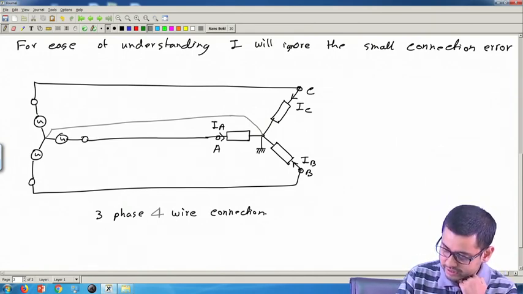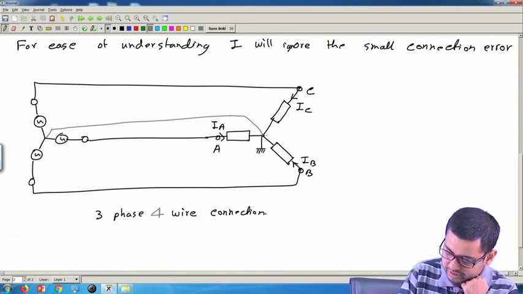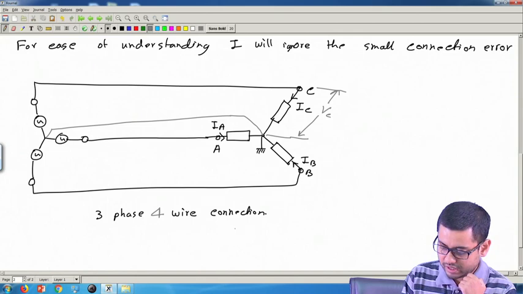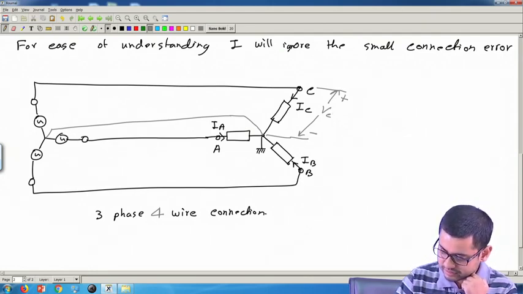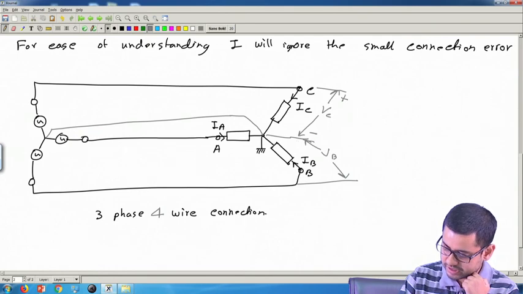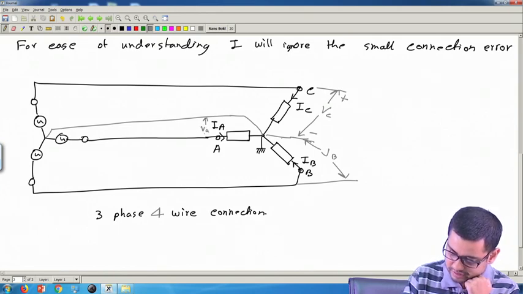So what we have to do, once again, is take this current times this voltage. Which voltage? This voltage, VC. I can put a plus minus sign, which indicates the chosen reference for measuring this voltage. Similarly, this is VB, between the neutral and the B phase, and similarly we will have here VA between the neutral and the live phase A. This is the plus side, this is the reference minus side.